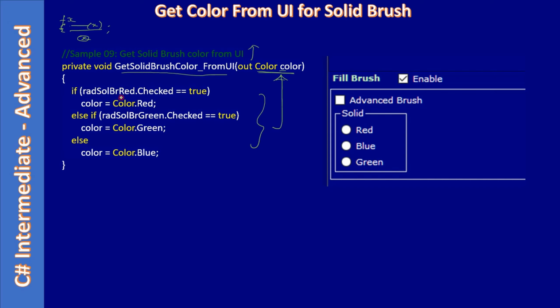First we check already solid brush red checked. Let's say this is 1, already solid red. So this is the one. If it is in checked state, then to the output parameter, here we are setting color.red. Then green, this is the green. If it is in checked state, then we assign color as green. Otherwise we assign this color to the output variable. So this is a utility function. After the call, the caller will get the solid brush color based on the user choice.